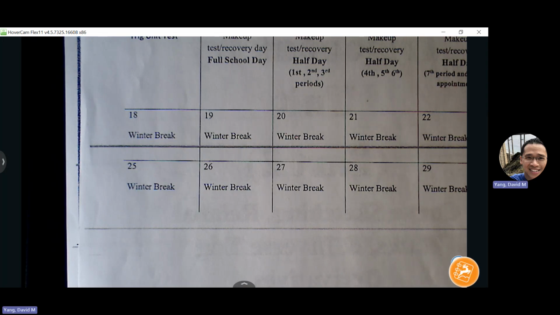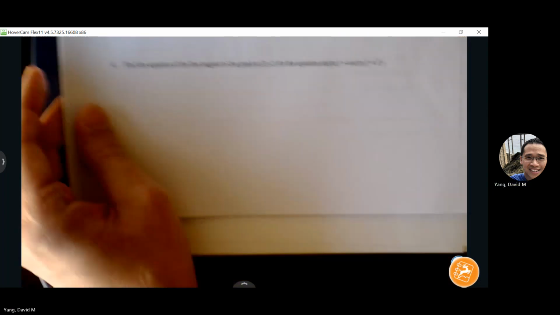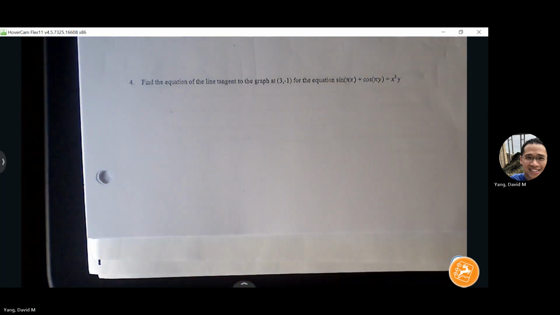Okay, so I just want to do a little bit more review with mean value theorem. Okay, let's turn to page 3. Bottom of page 3, number 4. It's basically an implicit differentiation problem here. It says find the equation of the tangent line. We're not going to do that. We're just going to find the derivative. Okay, so let's find the derivative.